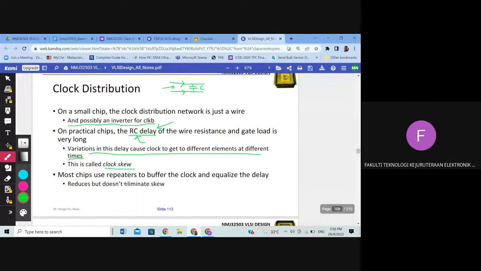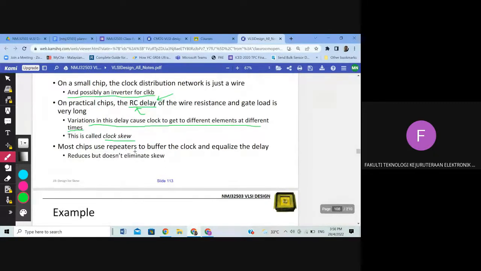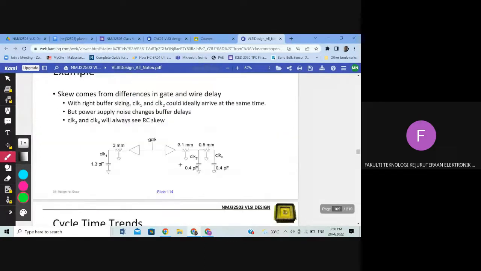Okay. So most chips use repeaters, to buffer the clock and equalize the delay. So this is how we reduce the clock skew. We cannot eliminate it, we can only reduce it. We do not eliminate, we just reduce the delay. This is an example.